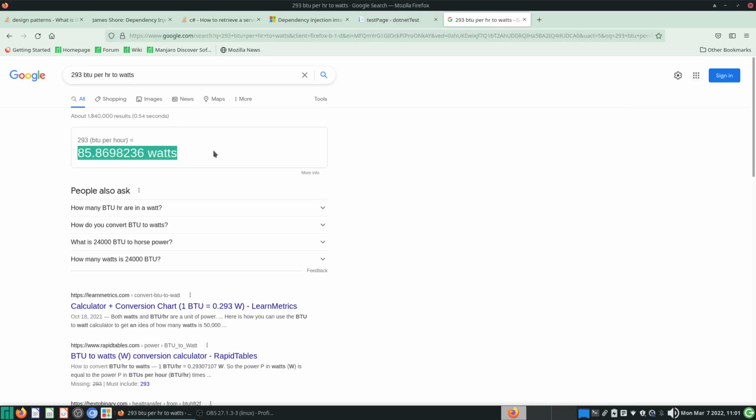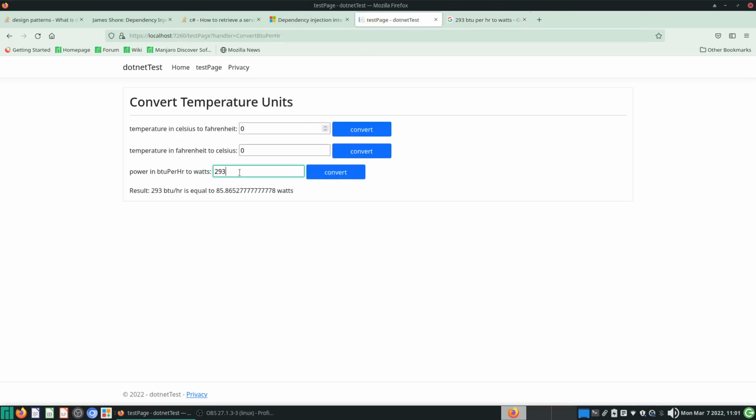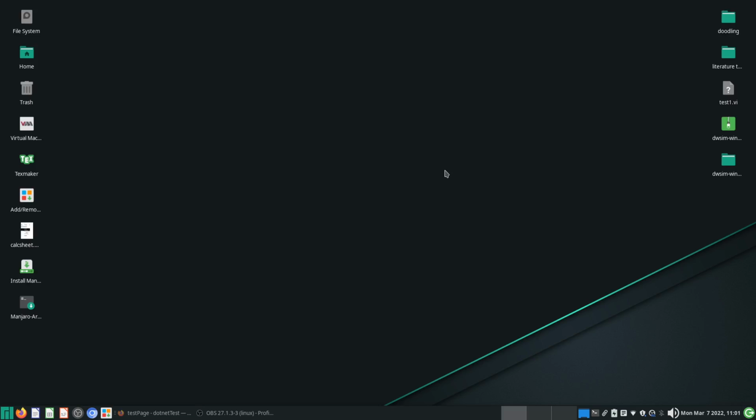So as you can see, if I do 293 BTU per hour to watts, it is this much, 85 point something, and I put 293 here. It says 293 BTU per hour is equal to blah blah blah watts. Not the best, but it works. You can take a look at the decimal places. There will be some discrepancy because I use a simpler way of trying to convert these units. I don't put so many decimal places there. So let's get started. What's this whole dependency injection about?